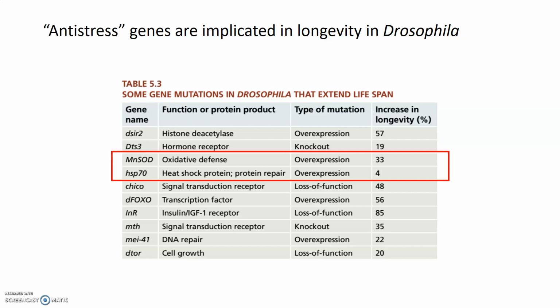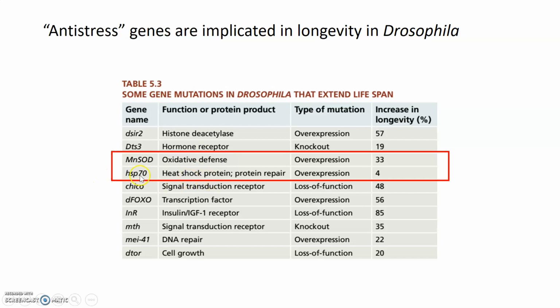From studying diapause, and the fact that there are these increased anti-stress genes expressed during diapause, researchers looked at these anti-stress genes and also implicated them in longevity or extended lifespan in flies as well. Two anti-stress genes are highlighted here from Table 5.3 in your book. The first is SOD, or superoxide dismutase, which basically protects against the formation of free radicals, and so its overexpression can actually help to extend longevity.